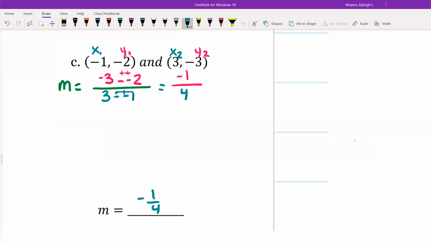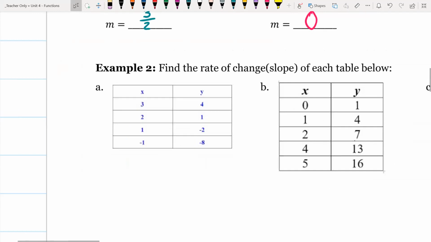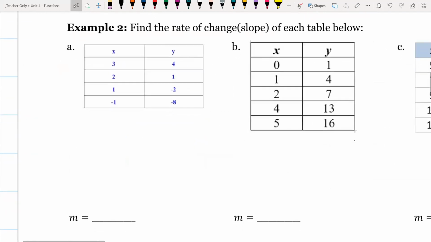Okay. The next example isn't really any different, except now we're just taking it from a table. And when you take it from a table, it doesn't matter which 2 ordered pairs you choose. You can choose any of them. Let's just go with the top 2. You could have chosen whichever ones you wanted.